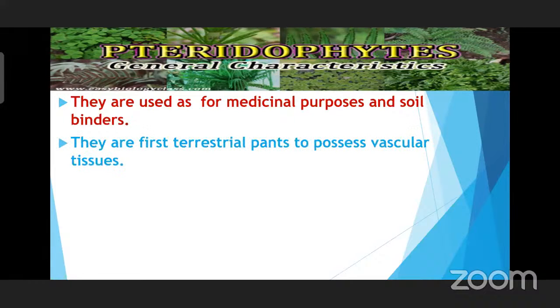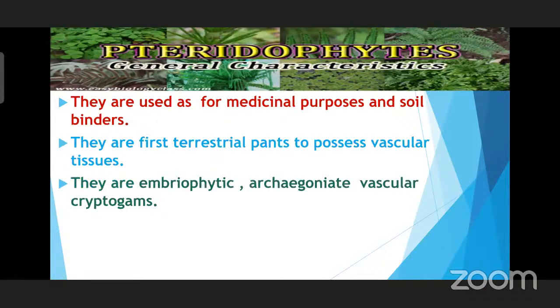They are the first terrestrial plants to possess vascular tissue. So they have tracheids for conducting the water. So they are the first vascular plants also. Vascular tissues are very important. Vascular tissues are complex tissue. They will be having tracheids. Tracheids are present in the xylem tissue, and these tracheids conduct water from the soil to the plant body.